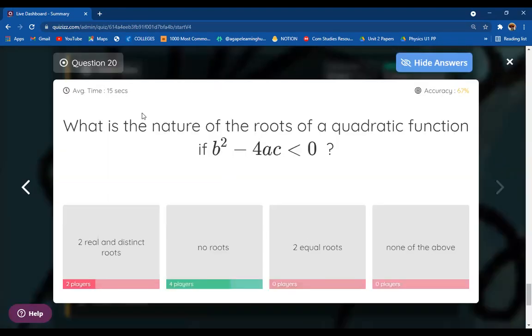Last one. What is the nature of the roots of a quadratic function if b squared minus 4ac is less than 0? If it is less than 0, that means it has no roots. If it was greater than 0, then it would have two real and distinct roots. Everybody understands that? Yes, miss.